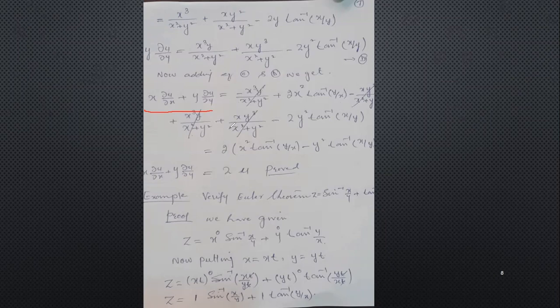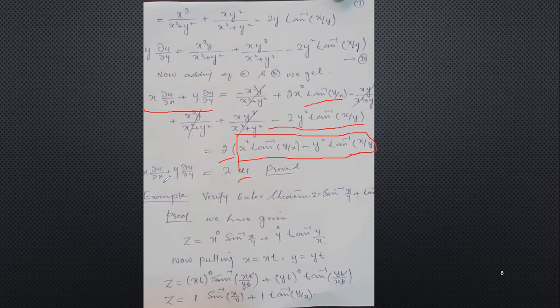So same terms we can cancel. X cube y cube divided by x square y square is negative. This is positive, cancel. Now this term is negative and the same term is positive, we can cancel. After that we get 2x square tan inverse y upon x minus 2 y square tan inverse x upon y. 2 common. Then we get x square tan inverse y upon x minus y square tan inverse x upon y. So 2 same. This whole term is equal to u. We have given in the question, so we substitute as 2.